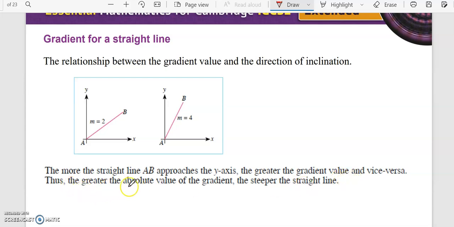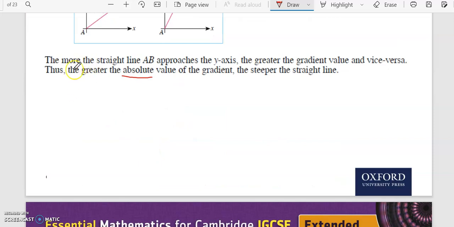And thus the greater the absolute value of the gradient, the steeper the straight line. Okay, kenapa dia cerita pasal absolute value ni? Dia nak mengatakan kita tak tengok kepada direction dia negatif ataupun positif, tapi dia tengok kepada value. Let me give you an example. We have two straight lines, one with m equal to 3 and another with m equal to negative 6. Kita tak tengok kepada positif negatif, tapi kita tengok kepada value of gradient.